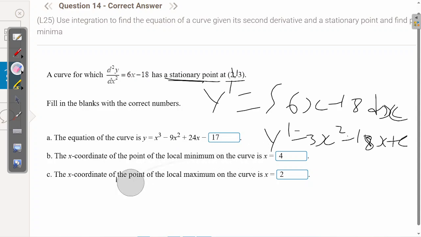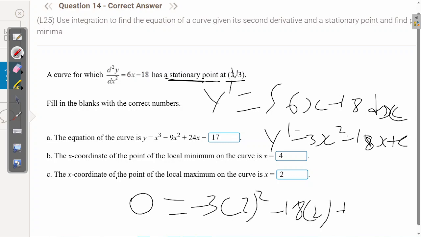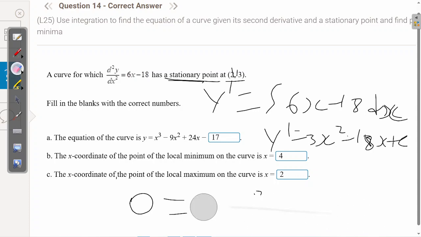So let's do it. 0 is equal to 3 times 2 squared minus 18 times 2 plus c. And let's see what you get. 3 times 2 squared minus 18 times 2. You get c equals 24. So c is 24. Let's substitute it in. So minus 18x plus 24.